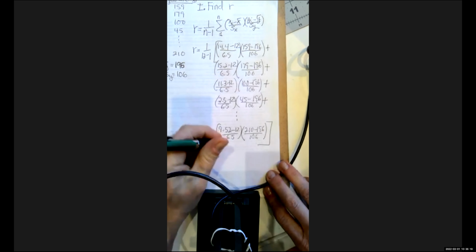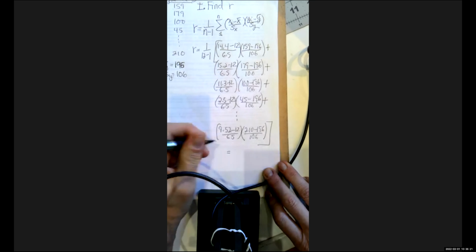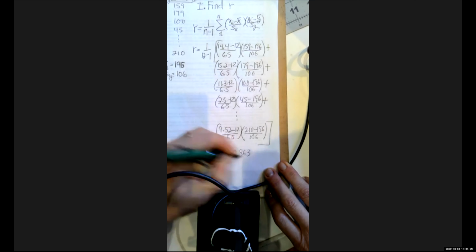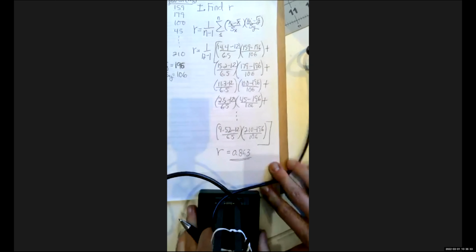All right, so if you do all those calculations, you'll get 0.863. And you should do this in your calculator and make sure you get the same answer. So that's what my little r equals.